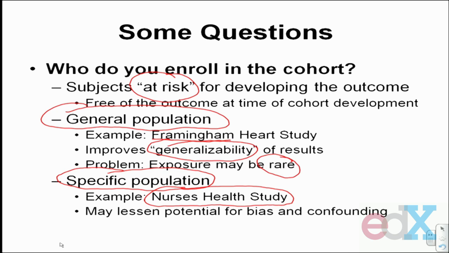Hopefully, nurses are more health conscious. Hopefully, nurses are more likely to stay in the study and answer questions if we ask them about their risk factors and ask them about their outcomes. So by using a specific population, say nurses rather than the general population, we might have less potential for bias when we're trying to record information on those people, and maybe less potential for confounding, something we'll be talking about in this series of lectures. So that's the first question: who do you enroll?